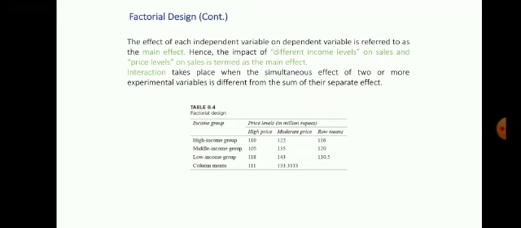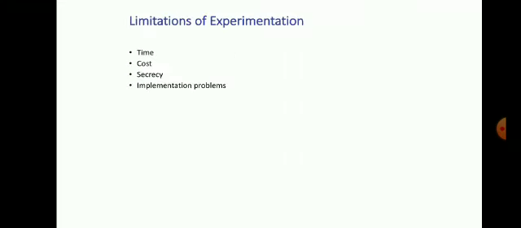And this gives us the result in this particular table, wherein the main impact of the income level on sales and the price level on sales is being measured. So the interaction takes place between two or more variables simultaneously. So this was the end of the experimental design.